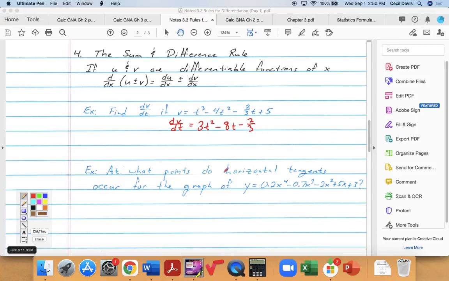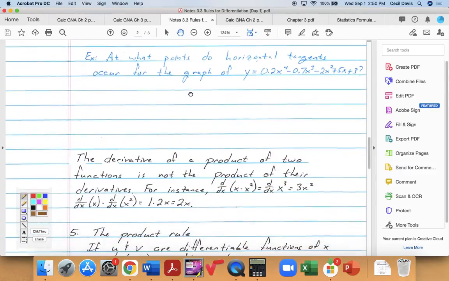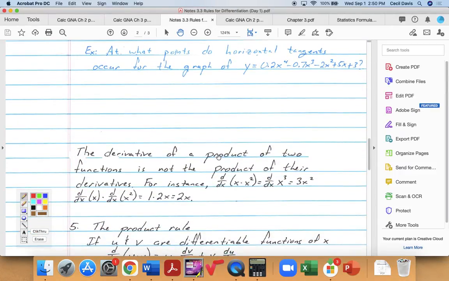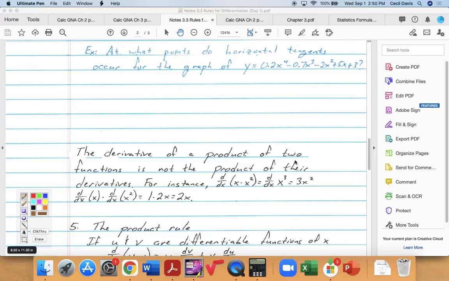All right, so let's take a look at this one. Here's an interesting application. At what points do horizontal tangents occur for the graph of this function? It's pretty horrible looking. Let's see if we can do something with it. To have a horizontal tangent, what's the slope of a horizontal line? 0. So we want y prime, the derivative, which is going to be, what's this first term's derivative going to be?